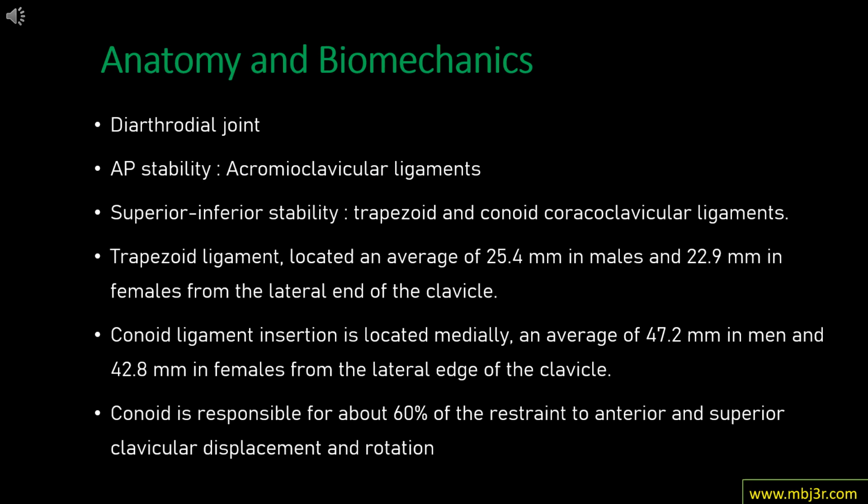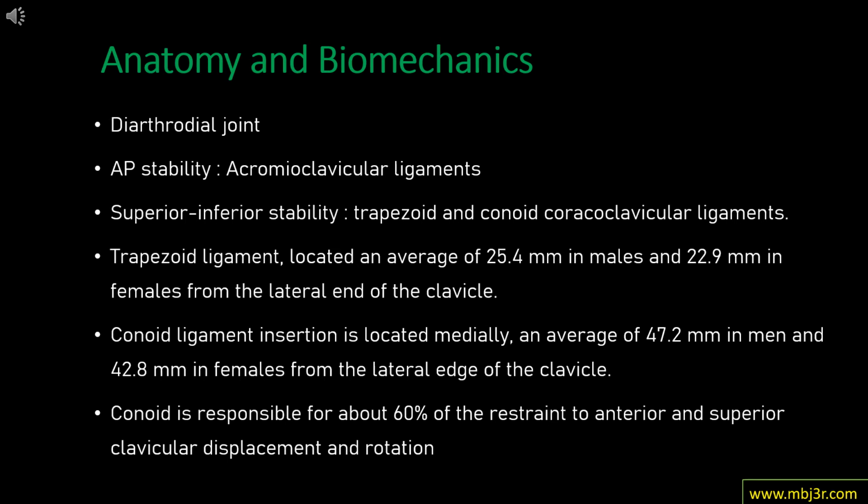Today I will talk on acromioclavicular joint injuries. Anatomy and biomechanics. The AC joint is a diarthrodial joint. AP stability is maintained by the acromioclavicular ligaments. Superior-inferior stability is provided by the trapezoid and conoid coracoclavicular ligaments.